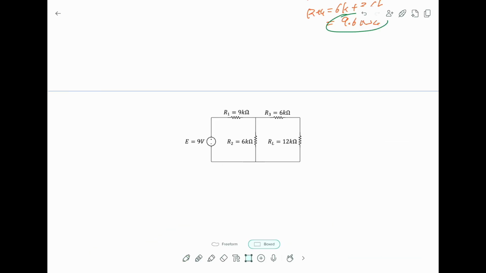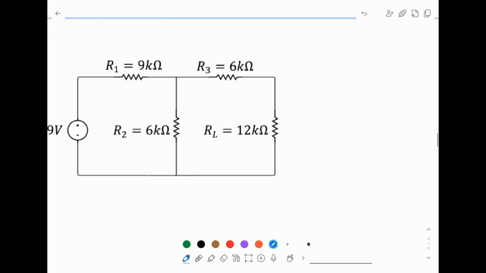Remember, they have the same circuit, but we are going to approach this problem with a different method. So the ultimate aim is the same. If we look at RL, we just want to find what is the current passing through RL, the load, and what is the potential difference across this one. So this is 2 points.